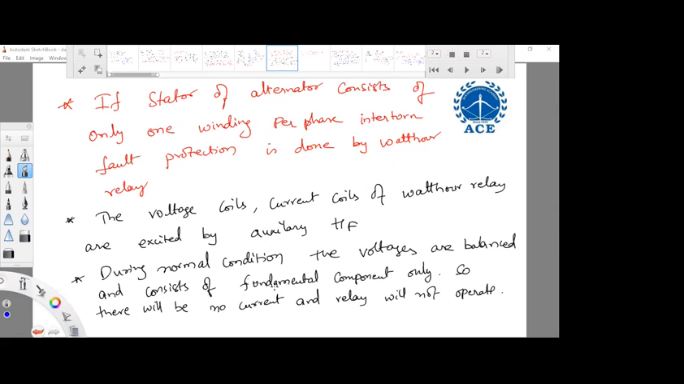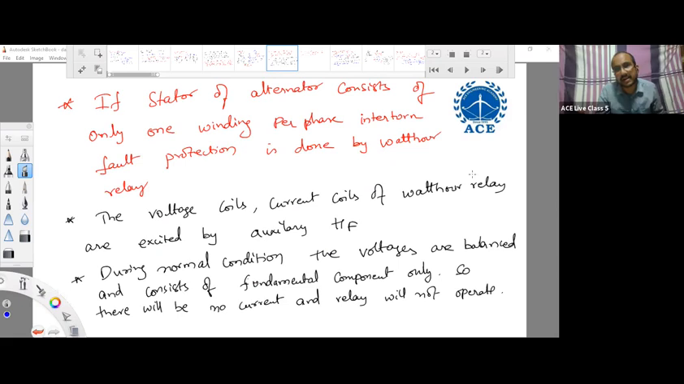Sir, in generating stations, active power we can generate, but what about reactive power, sir? By using an alternator, that is a synchronous generator, we can generate both active power and reactive power. If you are using an induction generator, there you can generate only active power. That's why we prefer synchronous generators.